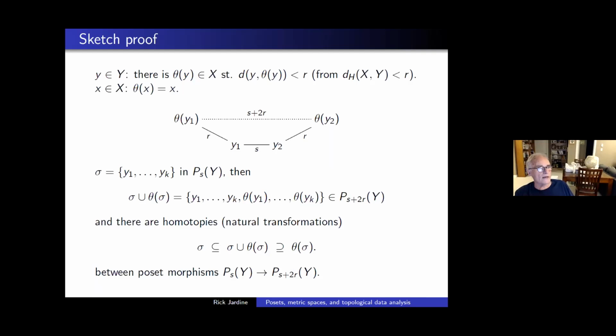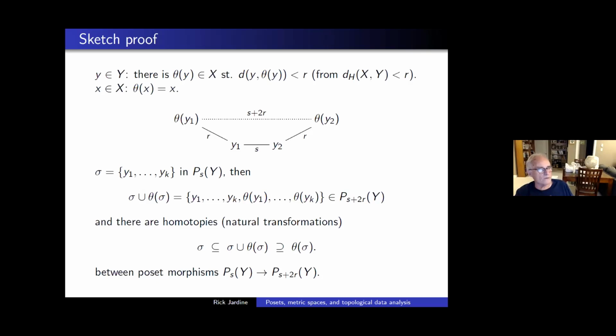Now, if y1 and y2 are elements of Y which are distance less than or equal to S apart, well, theta y1 is distance less than R from y1, and theta y2 is distance less than R from y2. And then the triangle inequality tells you that theta of y1 is distance less than S plus 2R from theta of y2. See, that's why this function theta that I described induces a map on the poset level. All right. Now there's another trick.